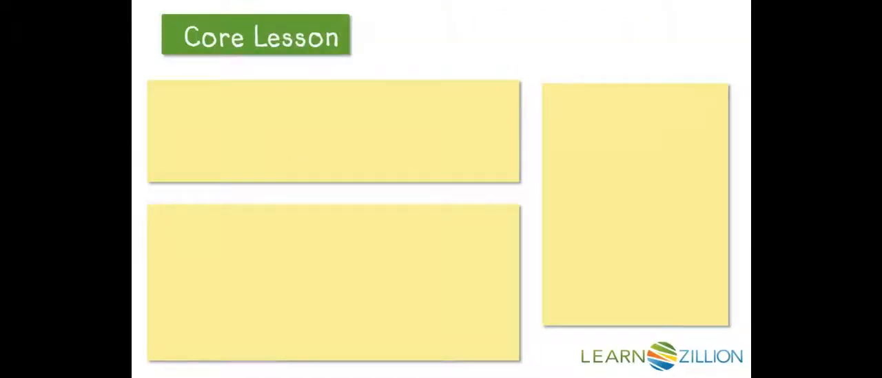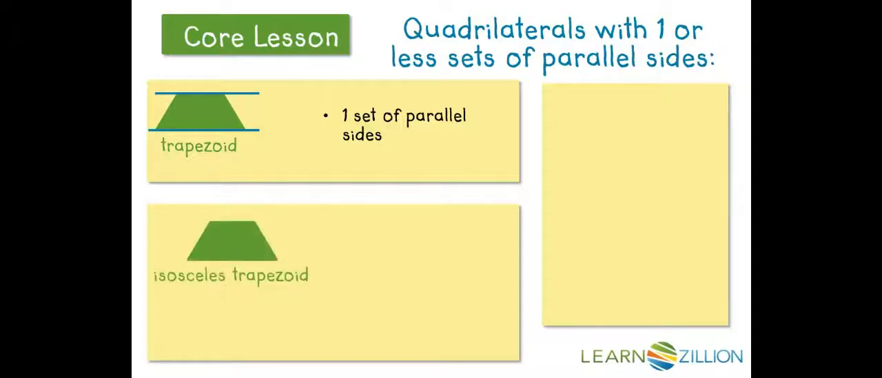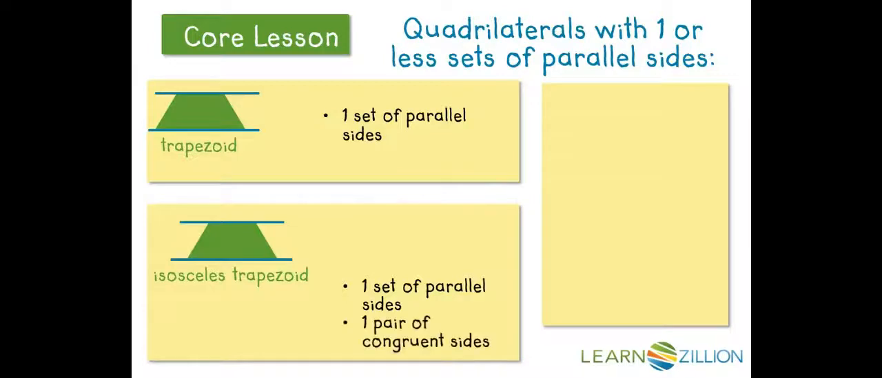Let's now take a look at quadrilaterals with one or less sets of parallel sides. A trapezoid's only required attribute is that it will have only one set of parallel sides. These will be opposite each other. There is a special kind of trapezoid called an isosceles trapezoid. Like a regular trapezoid, it has one set of parallel sides. It's special though because it also has a pair of congruent or matching sides. These will be the non-parallel sides.